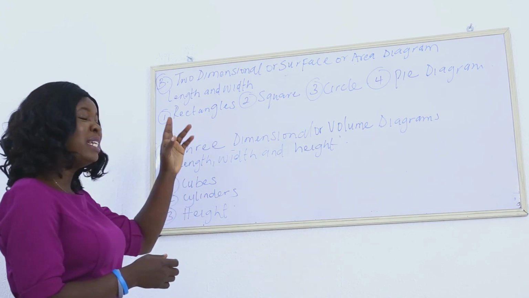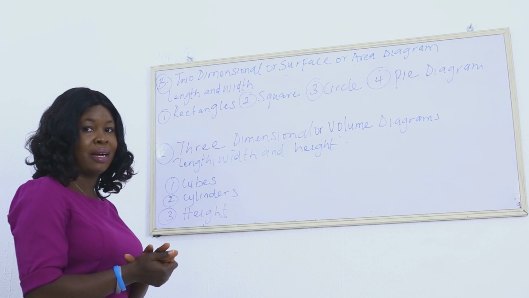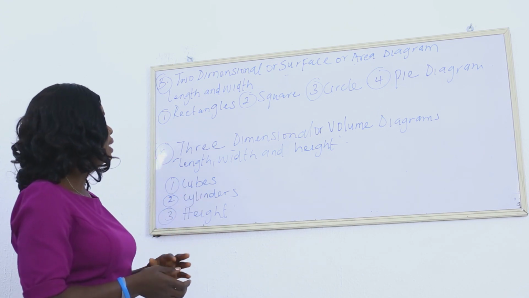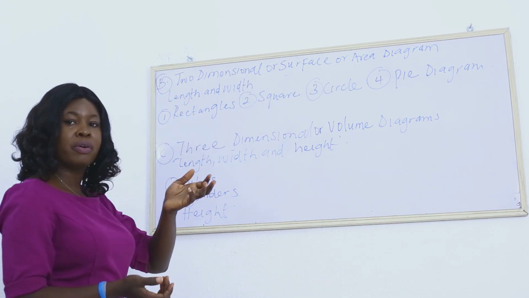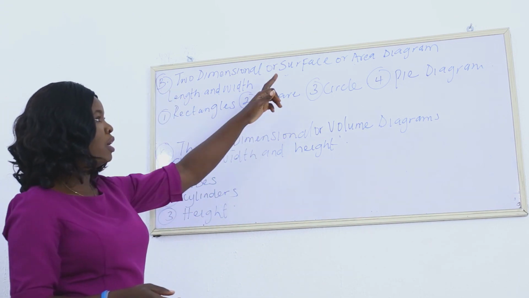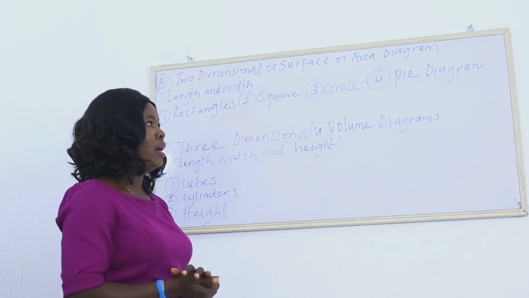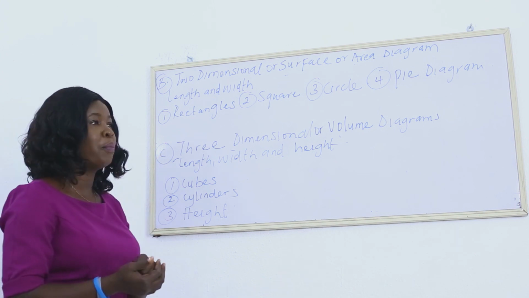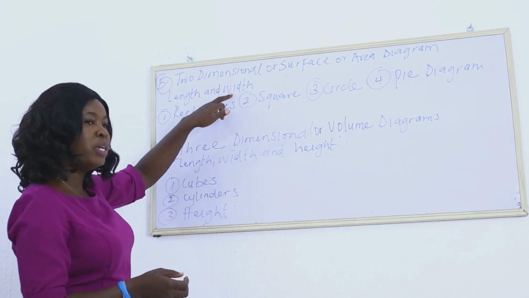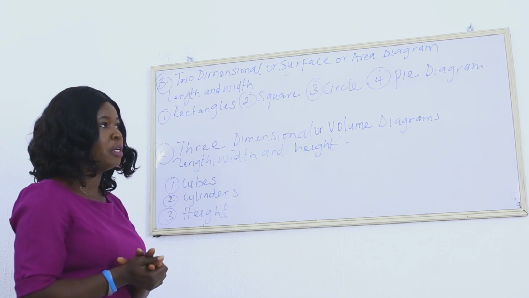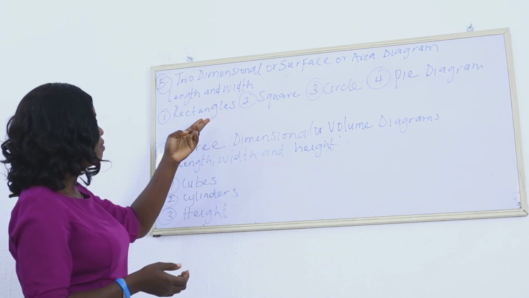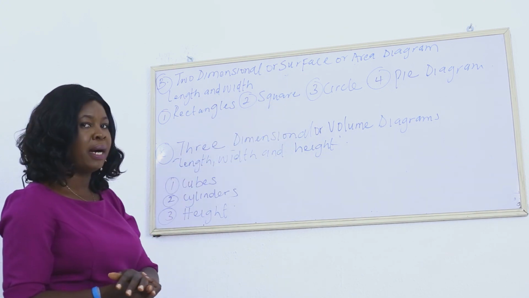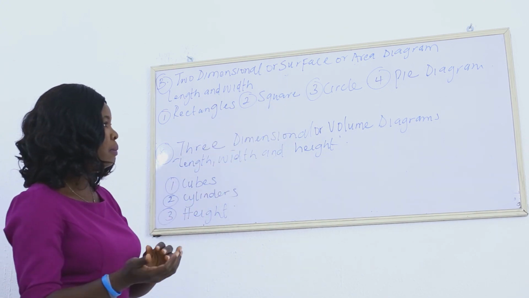Okay, so the next types of diagram we'll be talking about: we have talked about one-dimensional diagram, and we said in a one-dimensional diagram, it is only the length of the diagrams that is important, and the length could be vertical or horizontal. Then we also have two-dimensional diagram, which can also be called a surface diagram or an area diagram. For two-dimensional diagram, two things are important: the length and the width of the diagrams are of paramount importance. And what are the examples? We have rectangles, we have squares, we have circles, then we have a pie diagram. I'll talk about a pie diagram in a minute.